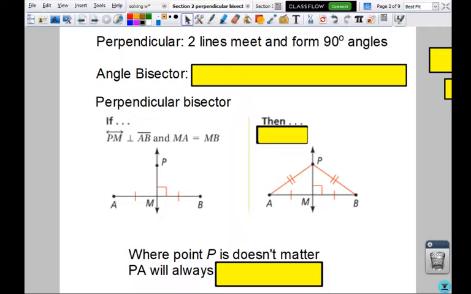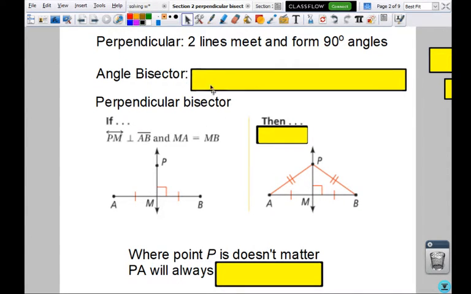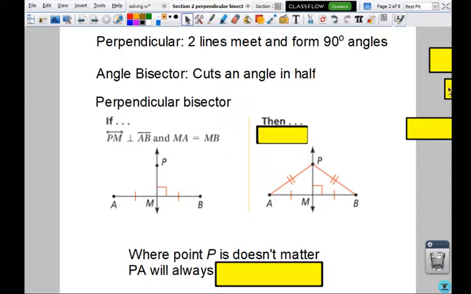And then we have angle bisectors. An angle bisector cuts an angle in half. We talked about that before too. So perpendicular is 90-degree angles. Angle bisector cuts an angle in half. A perpendicular bisector is kind of the combination of both of those.